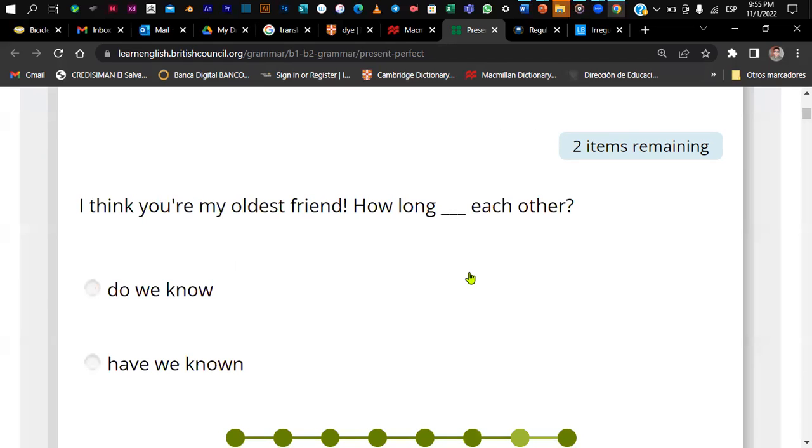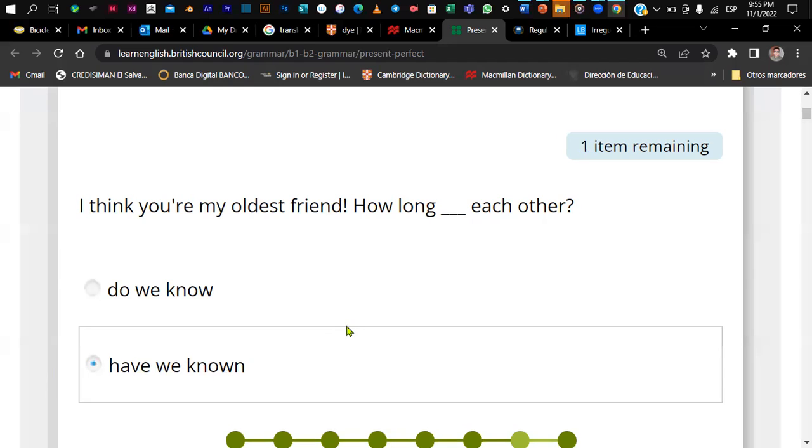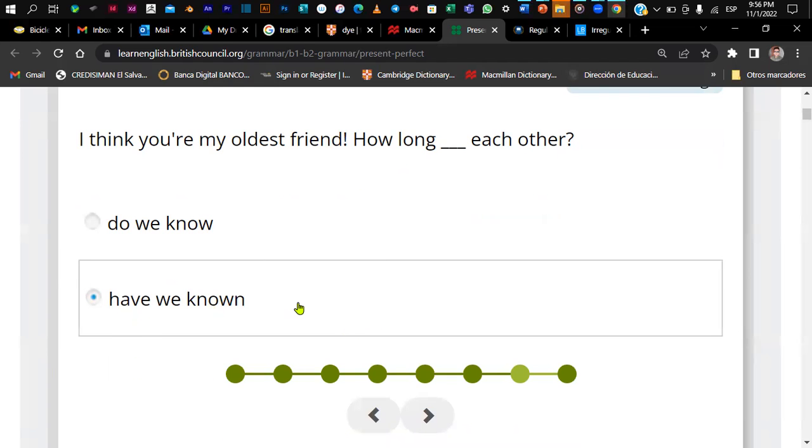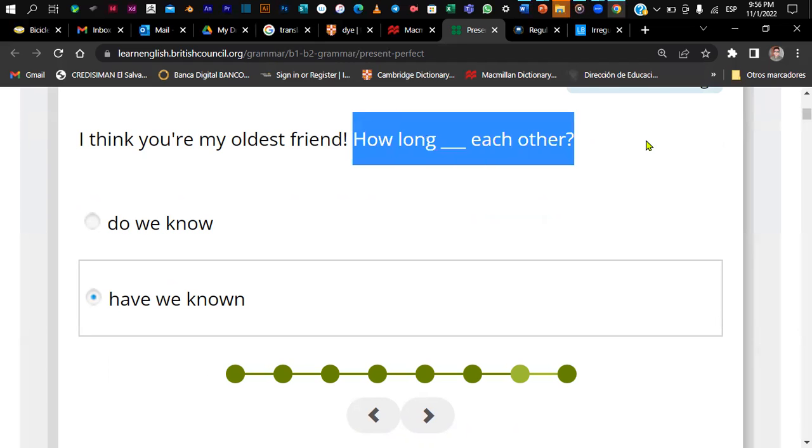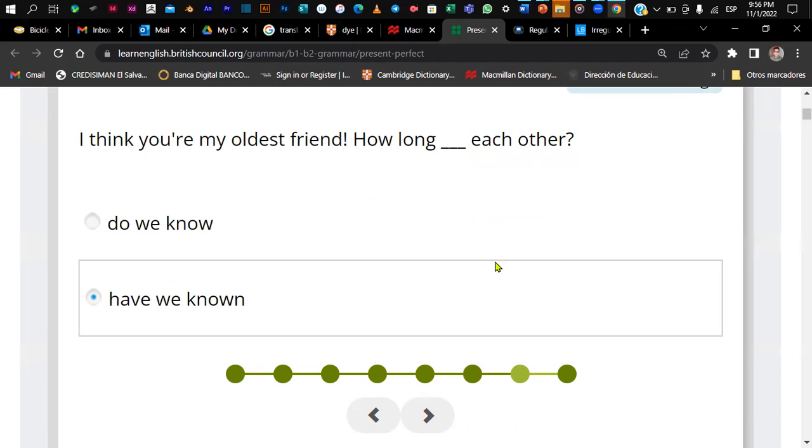I think you are my oldest friend. How long do we know each other? Okay, let's scan a little bit the question. I think you are my oldest friend. How long have we known each other? ¿Desde hace cuánto nos conocemos, dice acá? Mucho tiempo. ¿Desde hace cuánto? Hace mucho.